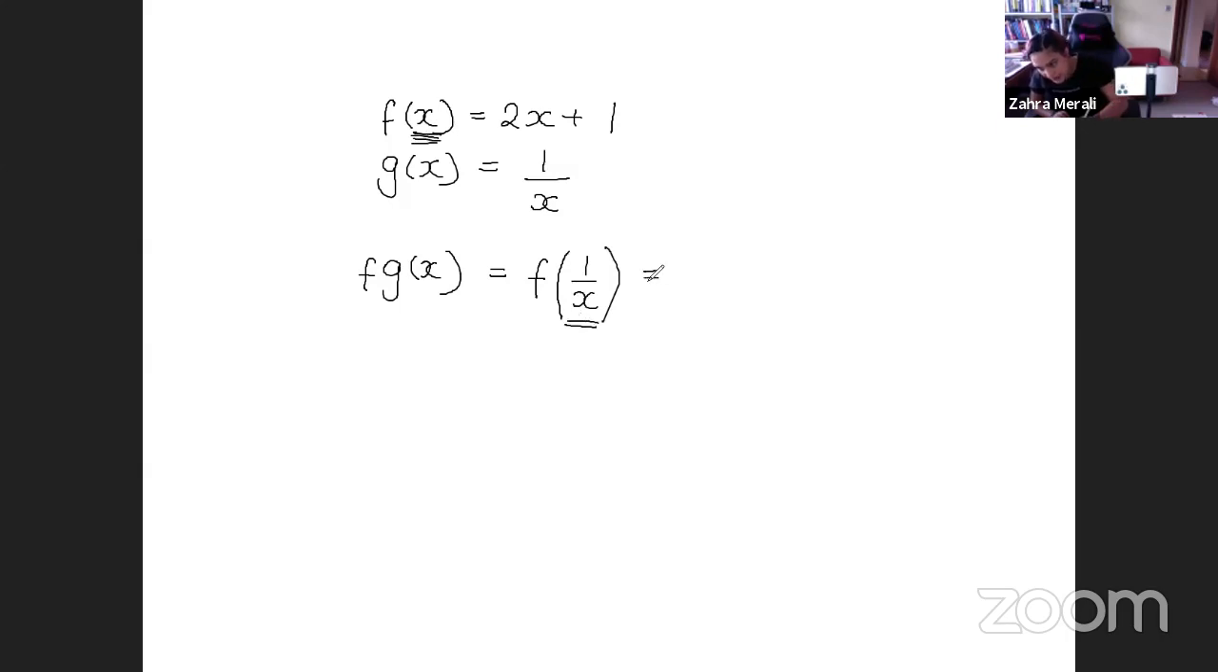And then I would get 2 times 1 over x plus 1. So that's just 2 over x, because 2 times 1 over x is 2 over x, just like fractions, plus 1. And that would be my final answer, which is different from gf(x).